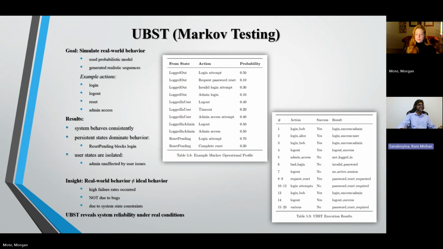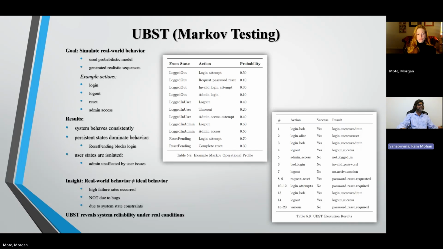However, persistent states such as reset pending state significantly influence system behavior. For example, once a password reset is required, subsequent login attempts consistently result in the same outcome. Additionally, user states are isolated, meaning that one user's state does not affect another user's behavior.